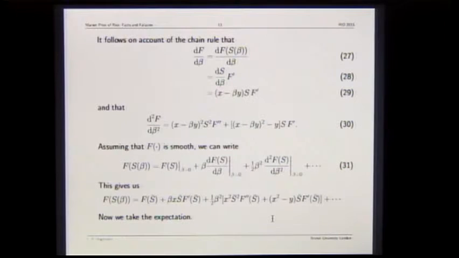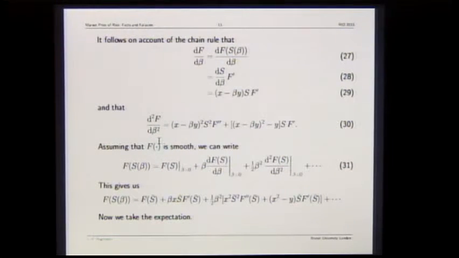And then we can look at the perturbation associated with the payoff function. So we use the chain rule. I write this out because, although it's straightforward, it's not altogether trivial. So if we take the derivative of f with respect to the volatility parameter beta, then we get dS by d beta times f dash. F dash means the derivative of f with respect to its argument S. And then plugging in the previous result, we get x minus beta y times S times f dash. And then finally, we can take the second derivative, and it gives rise to this slightly complicated expression involving f double dash and f dash.